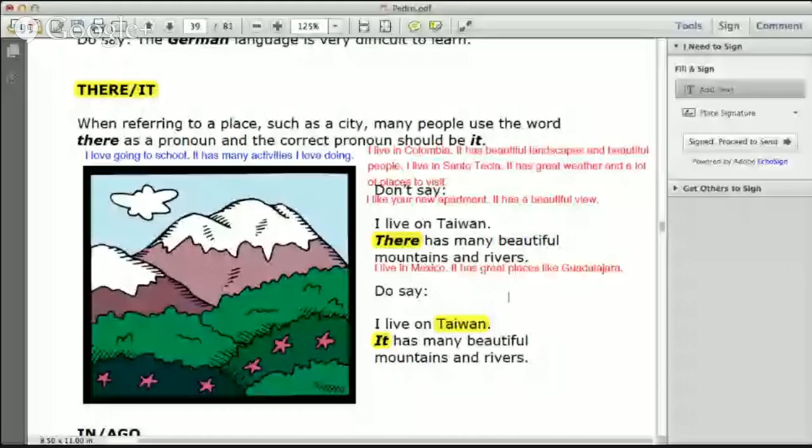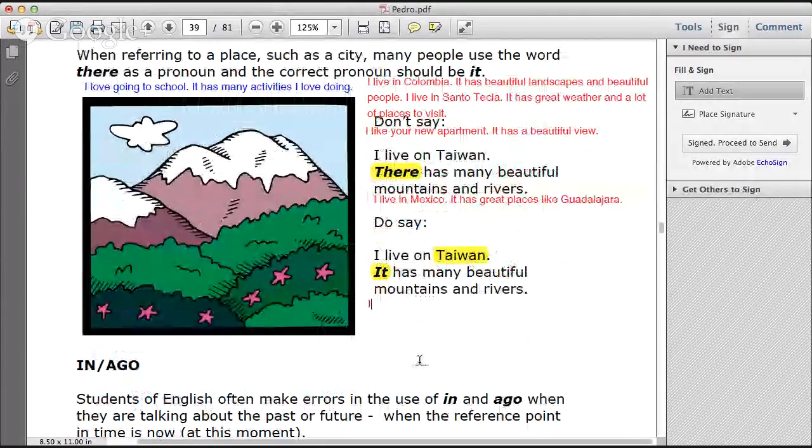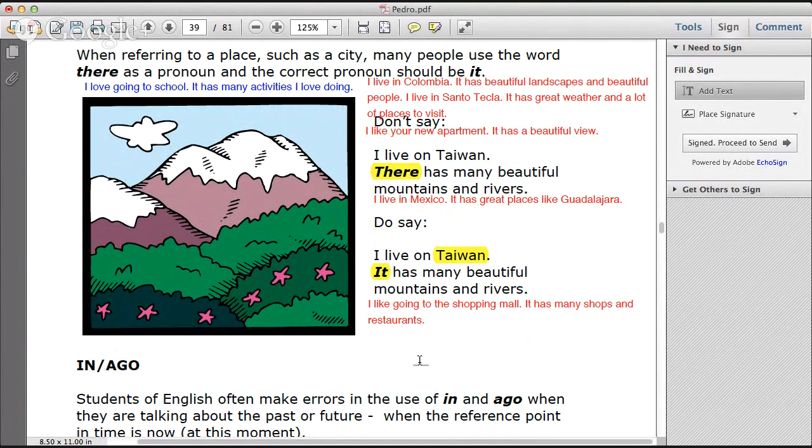And let's see here. I think Heidi is our last one. Heidi, go ahead and give me a sentence here, please. I like going to the shopping mall. It has many shops and restaurants. Okay, that's good. I like going to the shopping mall. It has many shops and restaurants.